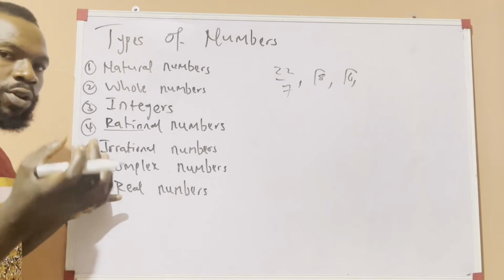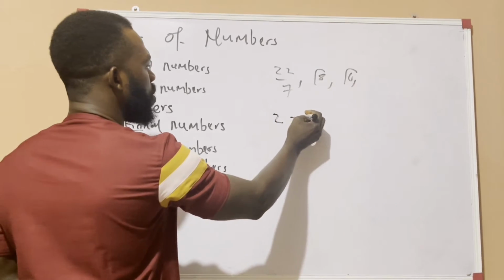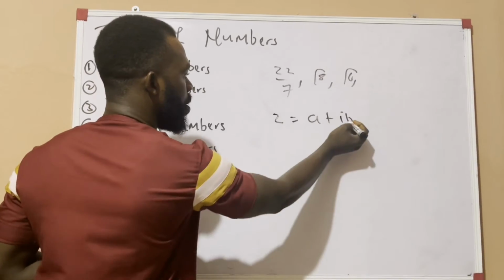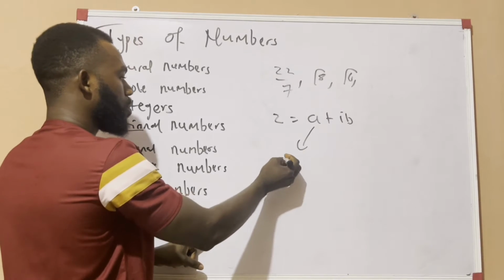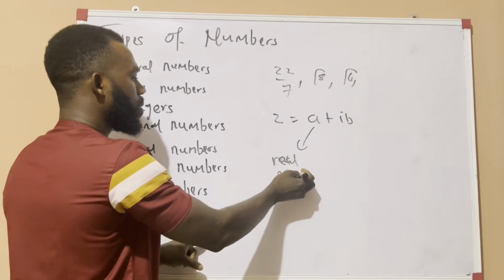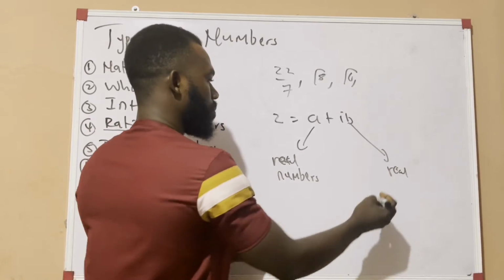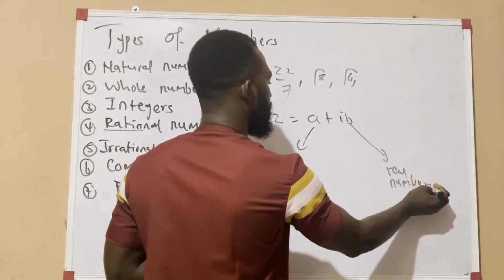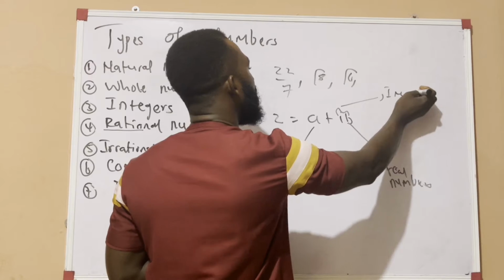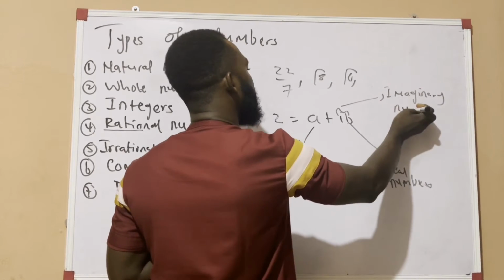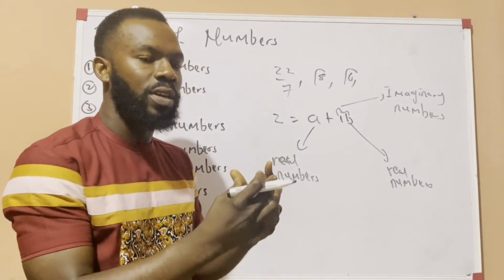When you say real numbers, for example, the complex numbers can be written in the form z is equal to a plus ib. Now where a here are real numbers, b also are called real numbers as well. But ib together are referred to as imaginary numbers. Okay, now a is a real number, b is a real number, but ib together is known as what?